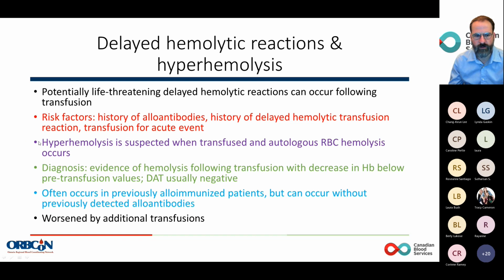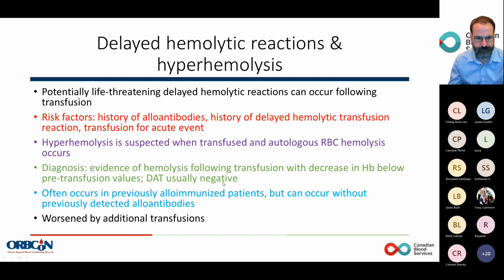So the kind of pattern we'd see to diagnose it would be evidence of hemolysis following a transfusion, with the hemoglobin decreasing below whatever it was before the transfusion was given. So suggesting that it's not just the transfused cells that got destroyed, but they're actually dropping now below what they were before being transfused. And the DAT doesn't have to be, but it's usually negative in these cases. So you're not seeing necessarily alloimmunization happening, or sorry, red cells that are coated with IgG.